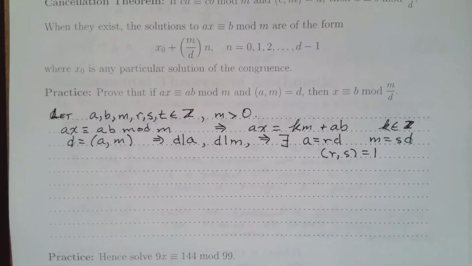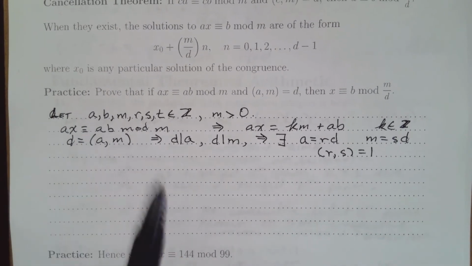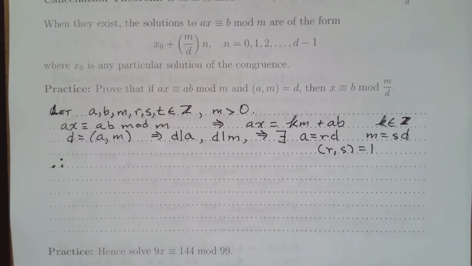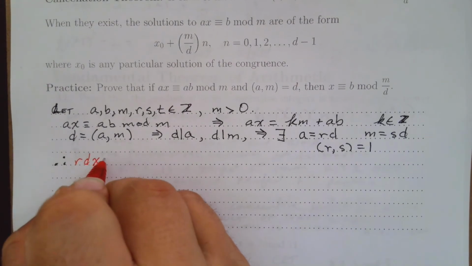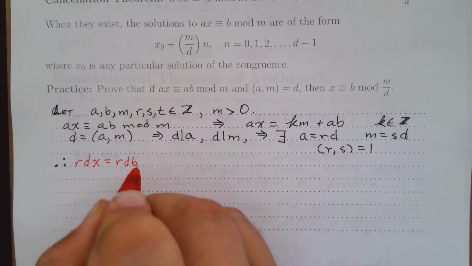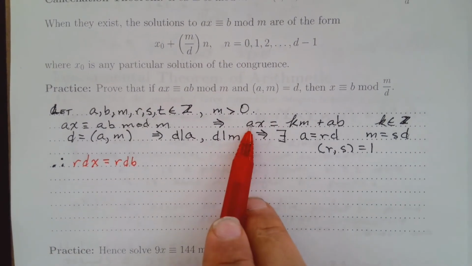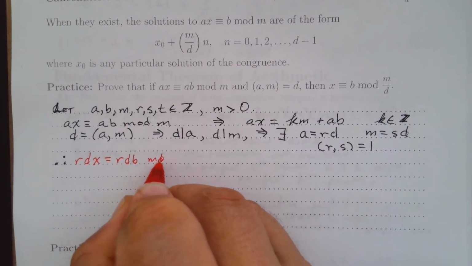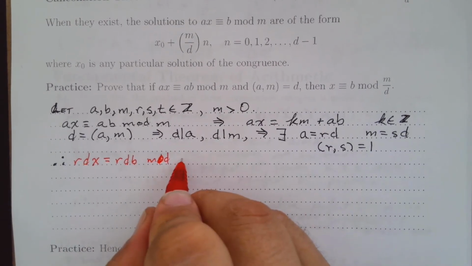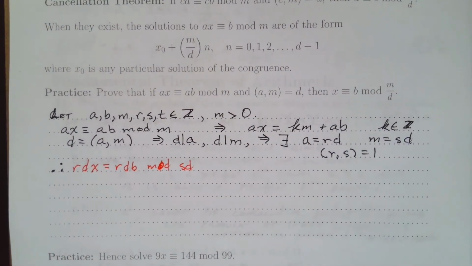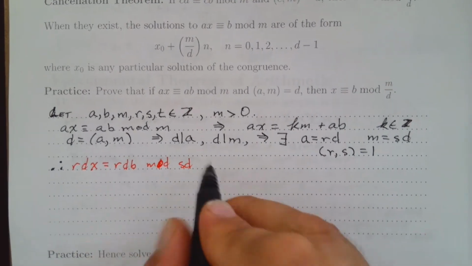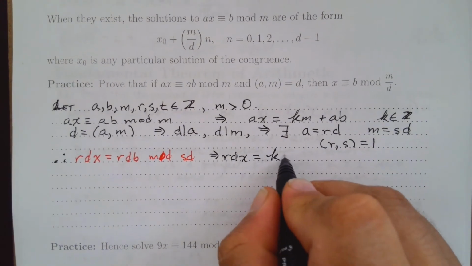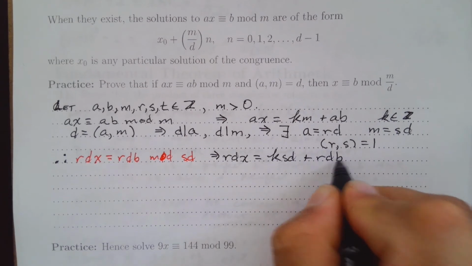Okay, so taking this and substituting into our equation, I'm going to replace A with RD, so I can say that RDX is going to be equal to RDB mod SD, which is going to indicate that RDX can be written as KSD plus RDB.